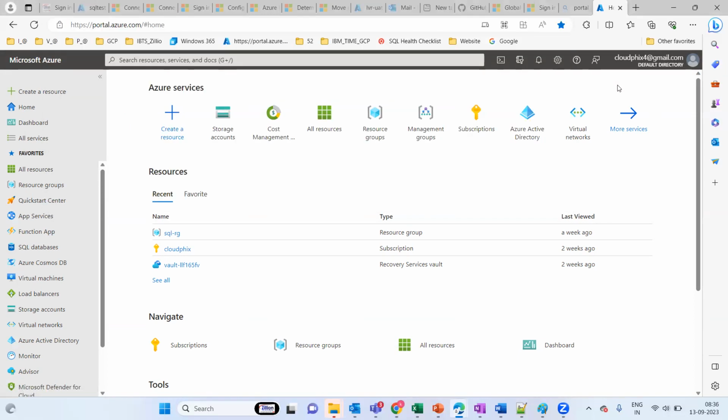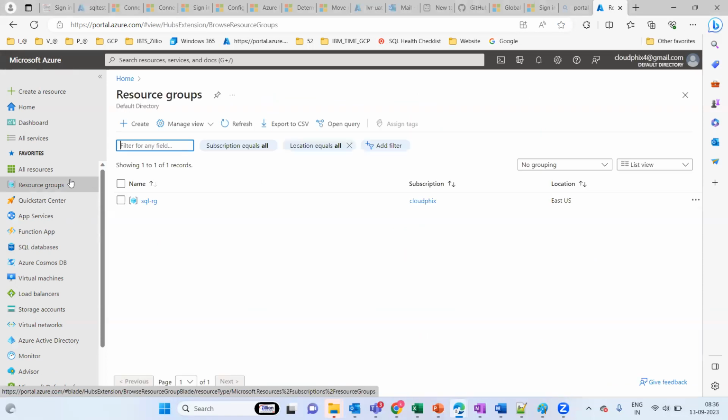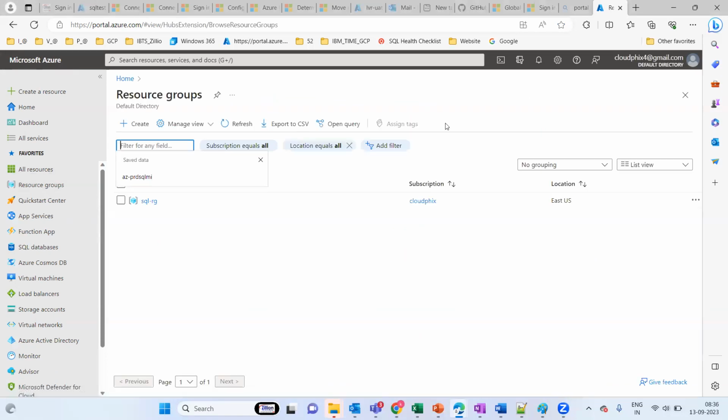It is called ARM template. You have Resource Manager. So what is the difference between ASM and ARM? I will tell you. You have a resource group here, right? What is a resource group? Do you have any idea? A resource group is nothing but an isolated environment.